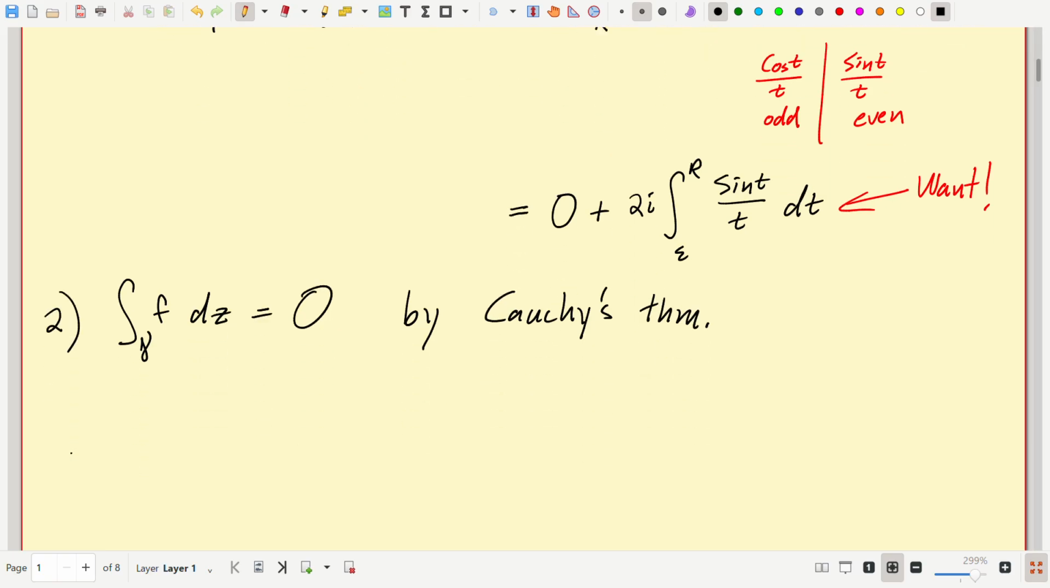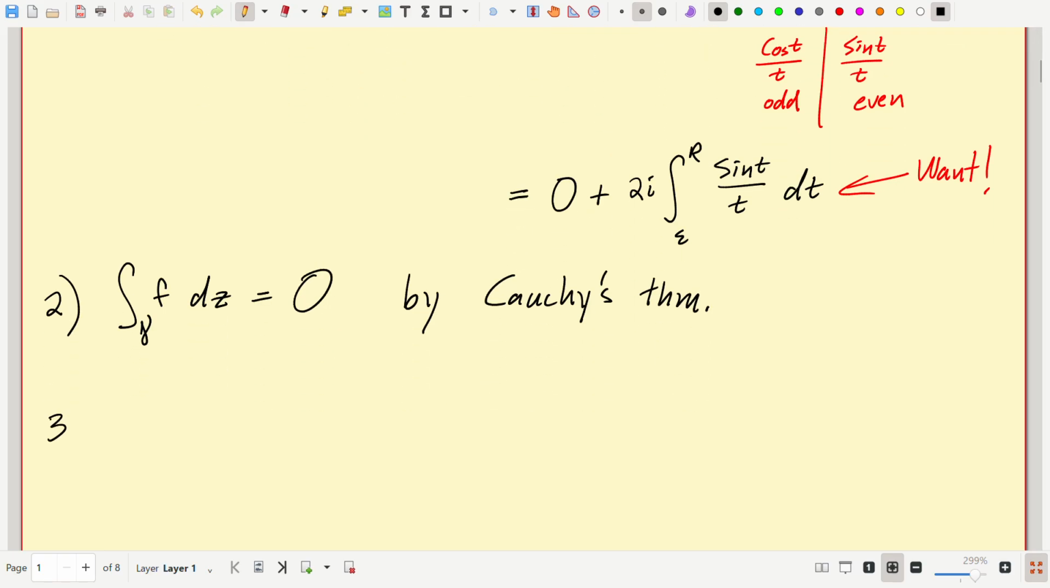I'm going to show you that the integral around the circular part of f dz tends to 0 as R goes to infinity. And that's going to use this thing called Jordan's lemma.